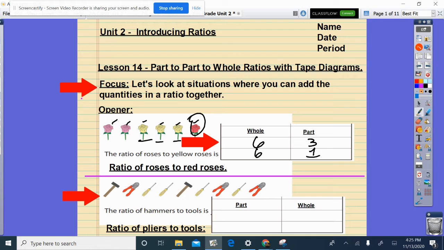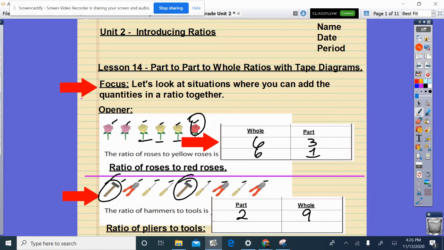Now let's do the same thing for these tools. So we have hammers to tools, parts to whole. So we have 1, 2, 3, 4, 5, 6, 7, 8, 9 tools. We have 9 altogether. And how many hammers do we have? 2. There was some debate in class today whether those were hammers or mallets. It's up to you to decide.